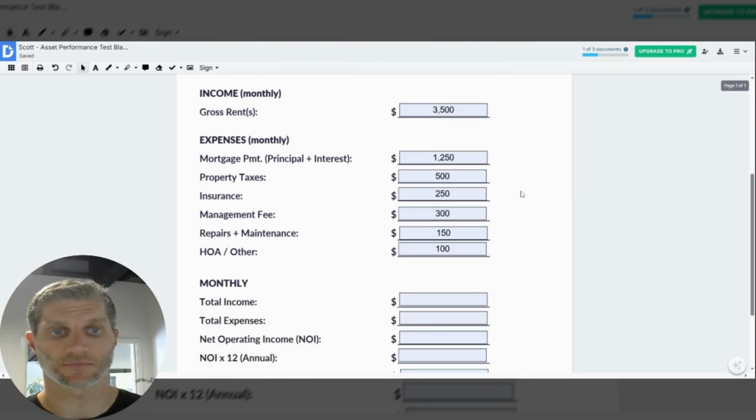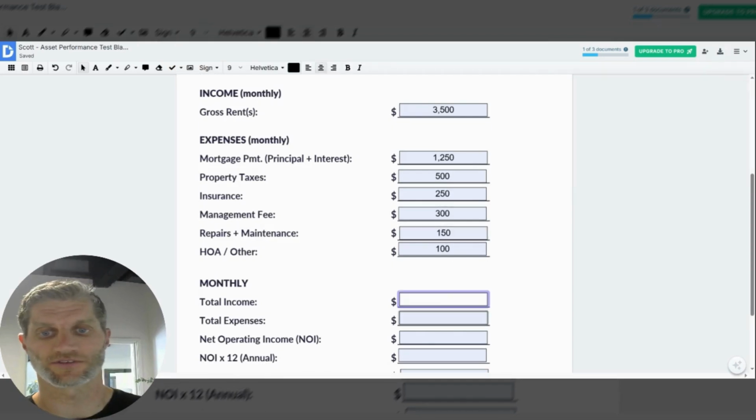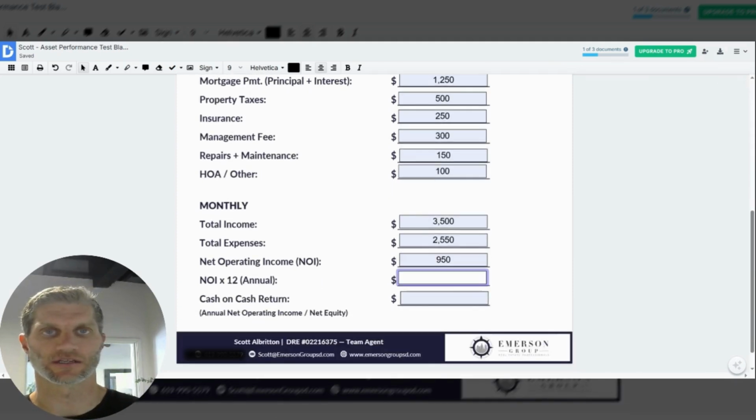So we're going to go ahead and total these up. We've got 2,025.50. So we've got 3,525.50 for our total expenses. So we're going to have a net operating income on a monthly level of $950 a month. So what does this mean? On an annual basis, we've got a net operating income of 950, multiply that by 12. So 950 times 12 is going to bring us to $11,400 on an annual basis of net operating income, or NOI.